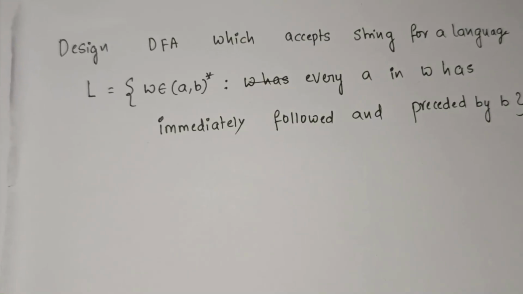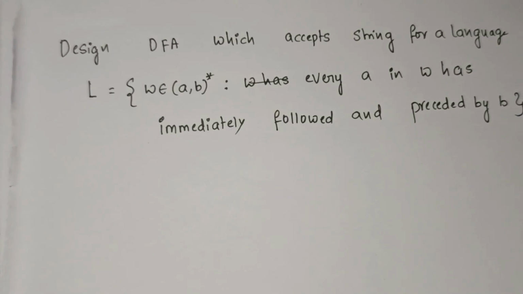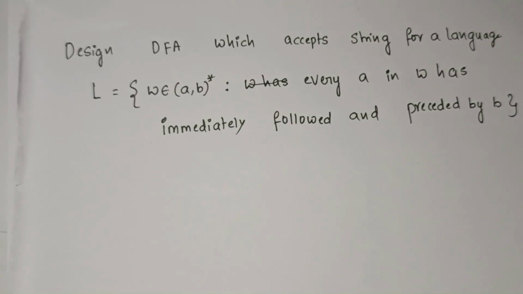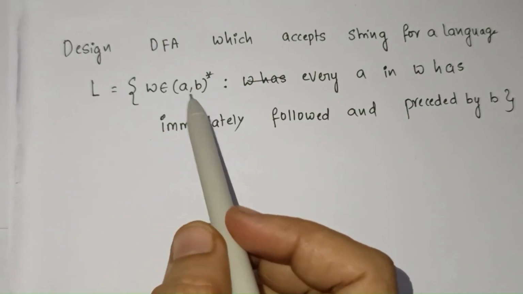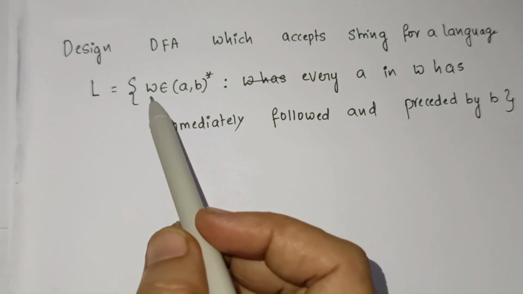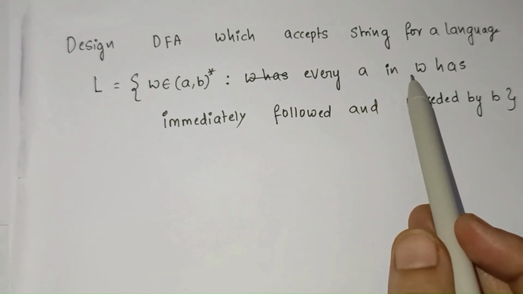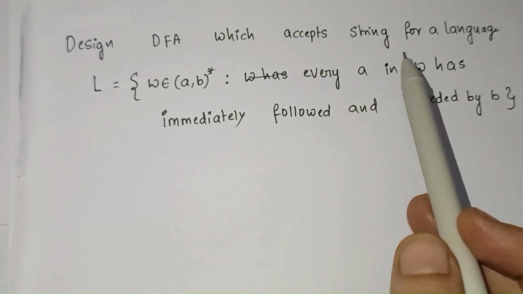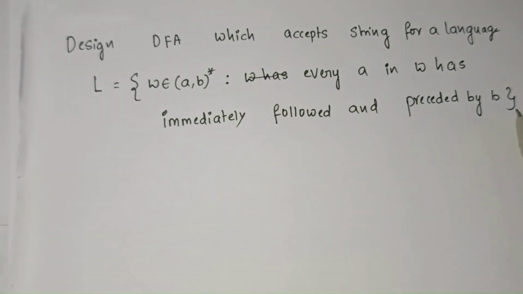Everyone, today we are going to discuss designing a DFA which accepts a string for a language that is capital L equals to W. W means it is a combination of input symbols A's and B's, that is a string, such that every A in W, so whatever A's you take in W, should be immediately followed and preceded by B.